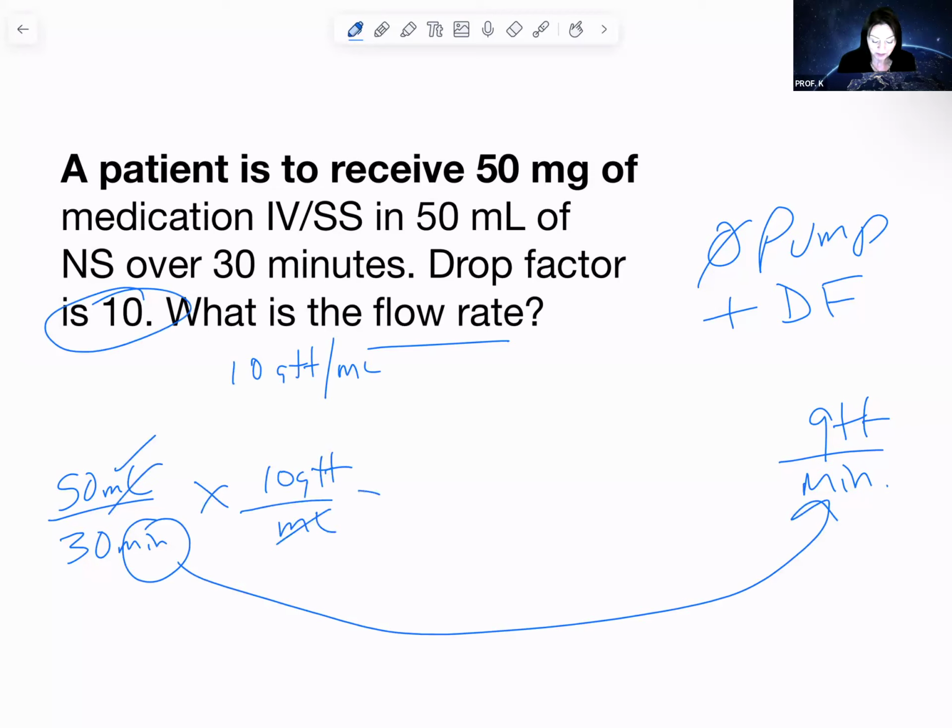So now it's just math. So 50 times 10 will give me 500. And 30 times nothing or 1 is 30. And that will give me 16.66, which I round to the whole number. 0.6, 5 and up, round up. So it's 17 drops per minute.